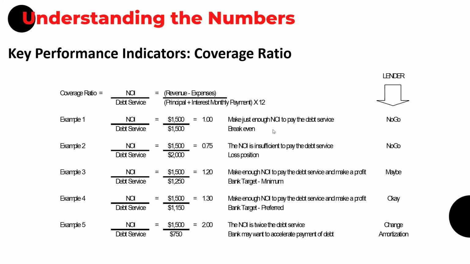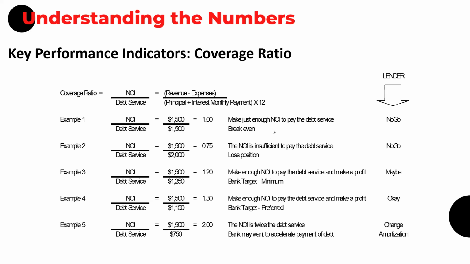If, on the other hand, your NOI was 1500 and your debt service was 1250, that gives you a coverage ratio of 1.2. So you're making enough after expenses to pay for your debt service and a little profit. That is generally considered the minimum target for a lender, 1.2. So they may lend you money there, they may not. Typically, the lenders like to see 1.25 or better.